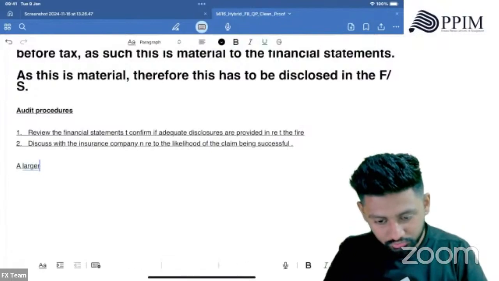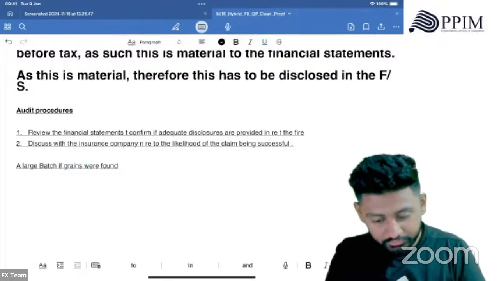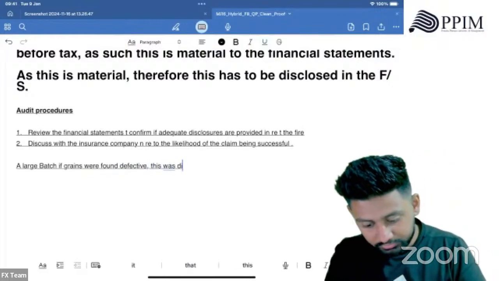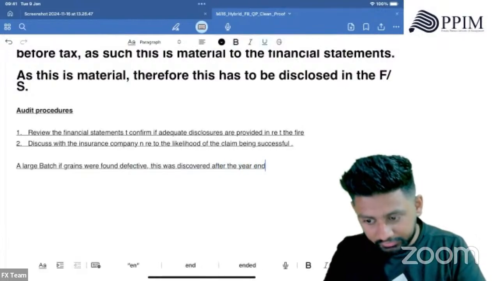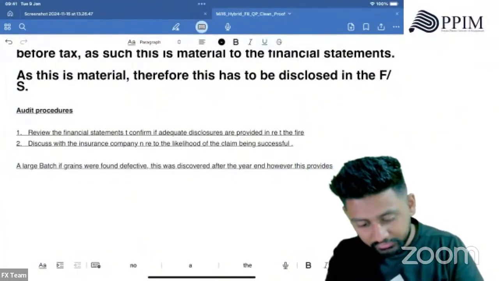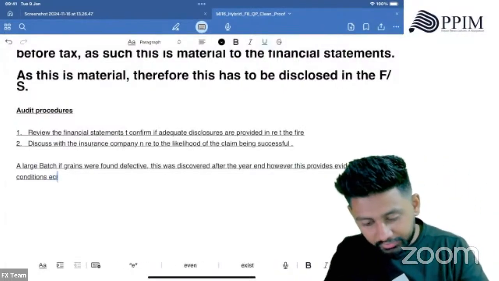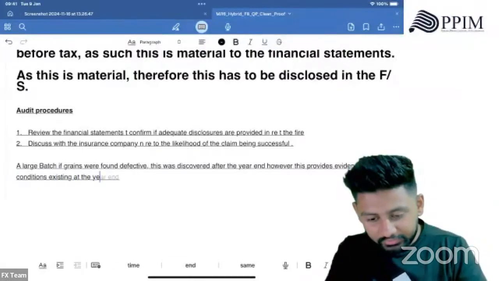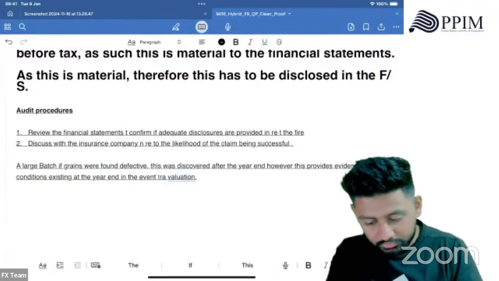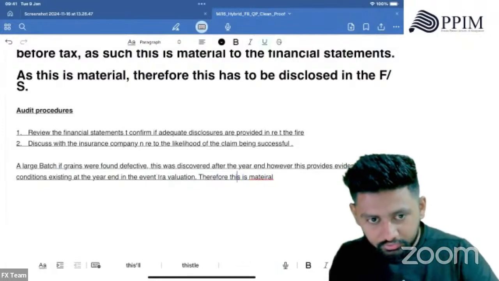A large batch of grains were found defective. This was discovered after the year end. However, this provides evidence of conditions existing at the year end in the inventory valuation. Therefore, this is material in the inventory.